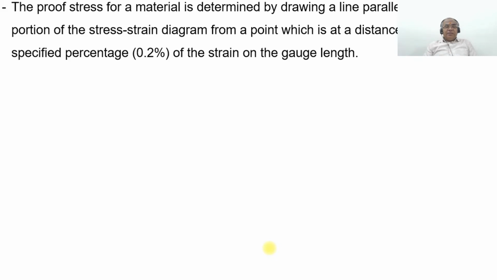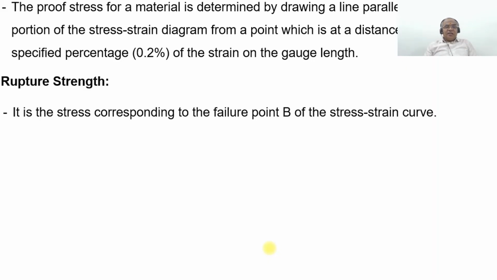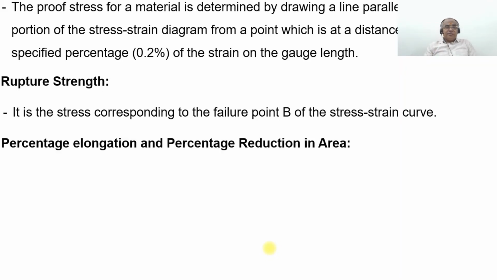The proof stress for a material is determined by drawing a line parallel to the linear portion of the stress-strain diagram from a point at a distance equal to a specified percentage, 0.2% of the strain on the gauge length. So what is the rupture? It is the stress corresponding to the failure at the point B on the stress-strain curve, which is the breaking point or the rupture strength.